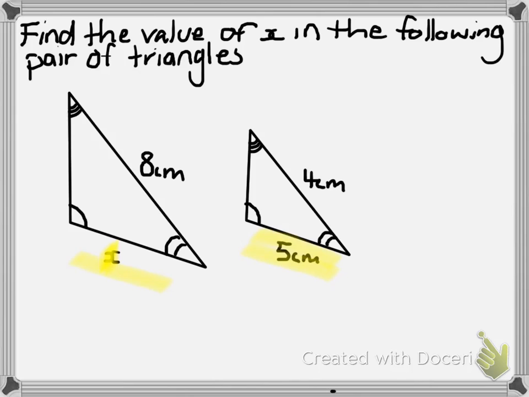So we're going to write this down as a fraction. We're going to put the bigger triangle on top, the x is the unknown side that we don't know, divided by the 5.